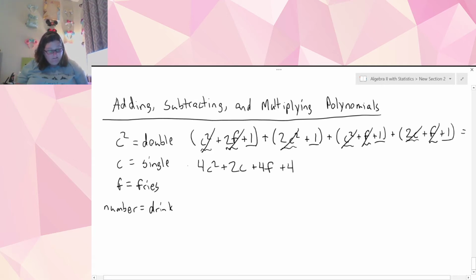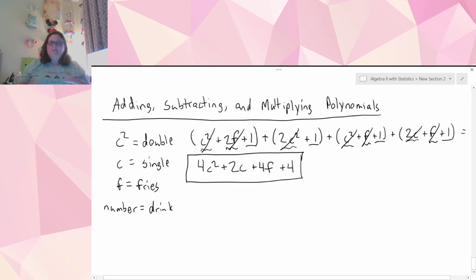And this right here is what my kitchen's going to get, which for us is our answer or the simplified version of this polynomial. This is a super long polynomial. You will not be dealing with polynomials nearly this long, but that's how it works, okay? So you look for the same variable with the same exponent, and you take the numbers out front and add them up. That's all you do when you're adding polynomials.